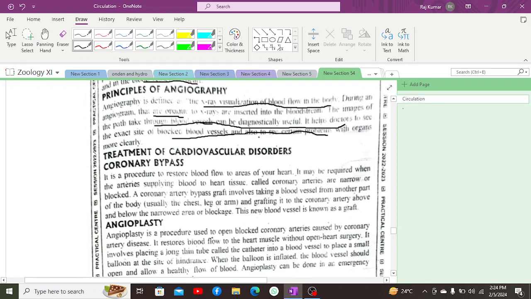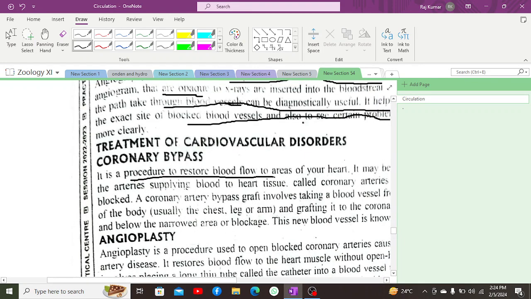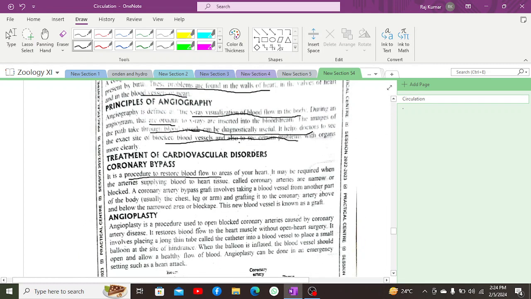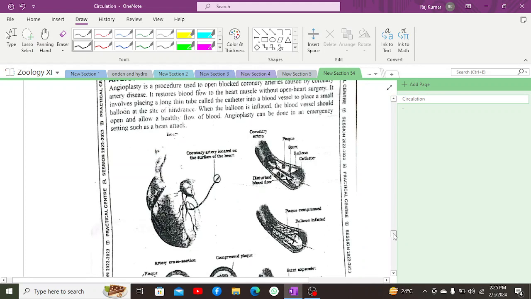When it comes to coronary bypass, it is a procedure to restore blood flow to areas of your heart. It may be required when the arteries supplying blood to heart tissue, called coronary arteries, are narrow or blocked. So in that case, we create a bypass using another artery grafted from another part of the body, usually from the chest, leg, or arm. Most of the time, we take it from the leg because there in the leg there's an additional artery. So grafting it from there and grafting it to the coronary artery above and below the narrowed area of blockage, as a result of which the new blood vessel is obtained, which is known as a graft, and this is known as a coronary bypass.